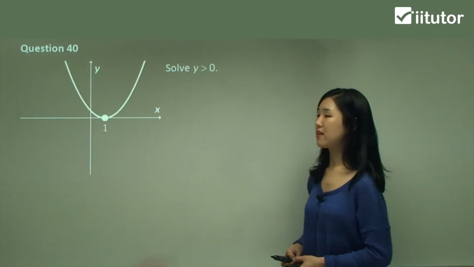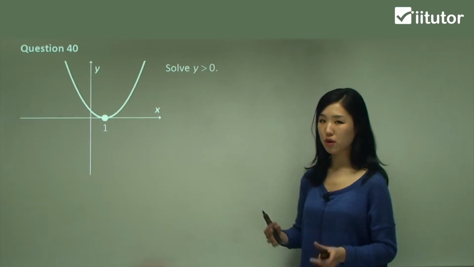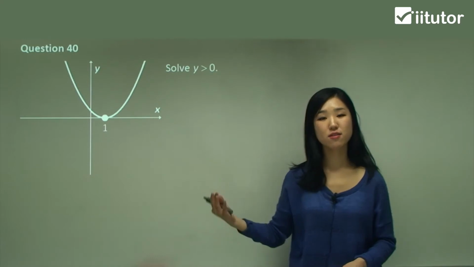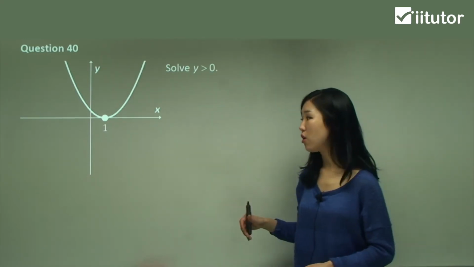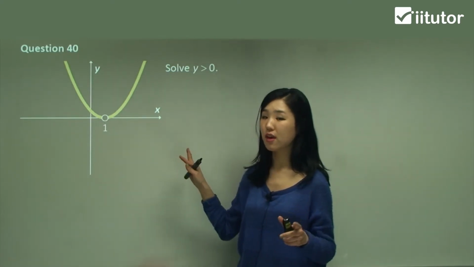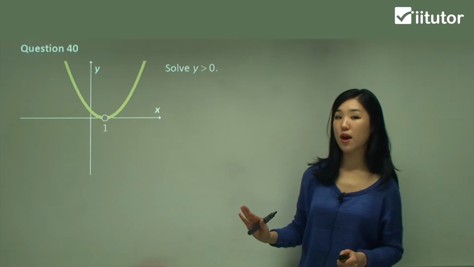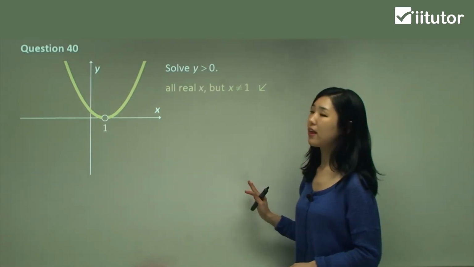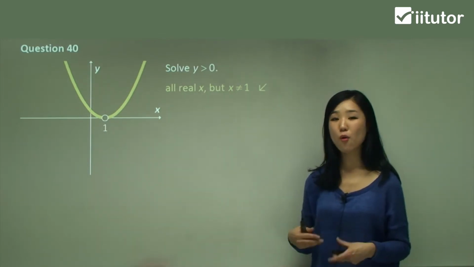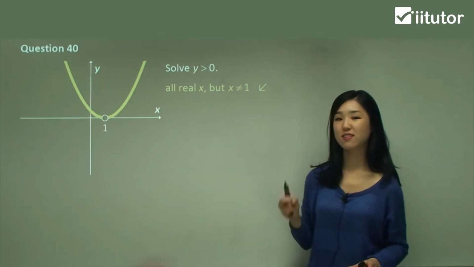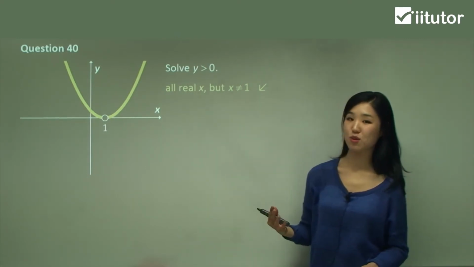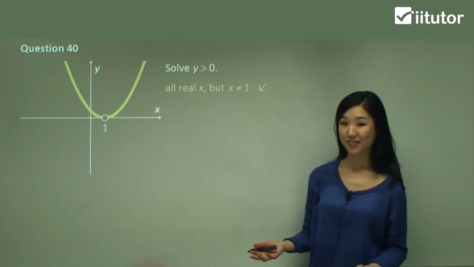40, solve y is greater than 0. So it's the same question as the previous question, but the only difference is that this time it's greater than 0, not greater or equal to. So we're not going to be including that point there, but we are going to be including everything else. So in this particular case, your answer should be written as all real x, but x cannot be 1. Okay, so all the values are satisfied except for that particular singular point. So you can write it like this: all real x except for x equals 1, or x can't be 1. Okay, so very simple.